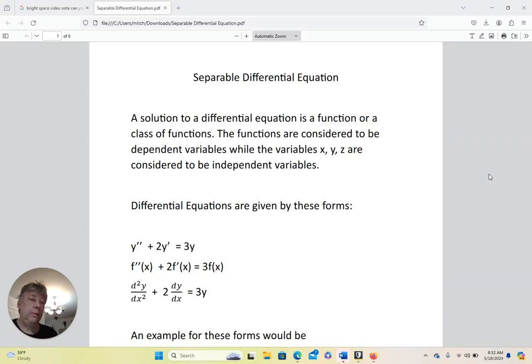Hi guys. Today we're going to talk about separable differential equations.